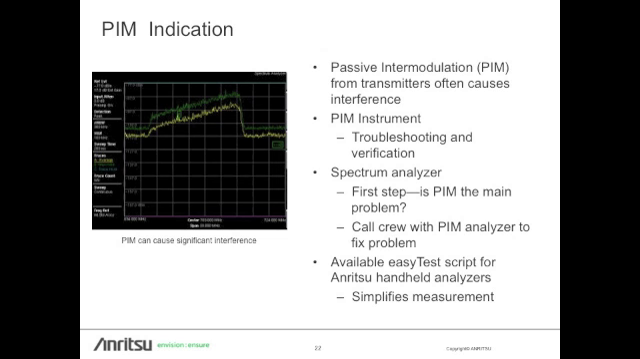With a spectrum analyzer, you can get an indication of the PIM. You don't really know exactly what's going on because you don't have exact control over the power level. But you can see that it's there and that it might be a problem. And oftentimes you'll then call a crew out with a PIM analyzer to measure what the level really is, as well as fix the problem. There's also a test script for a tool called EasyTest, we'll talk a little bit more about later, for Anritsu handheld analyzers that makes this PIM indication measurement a little bit easier.